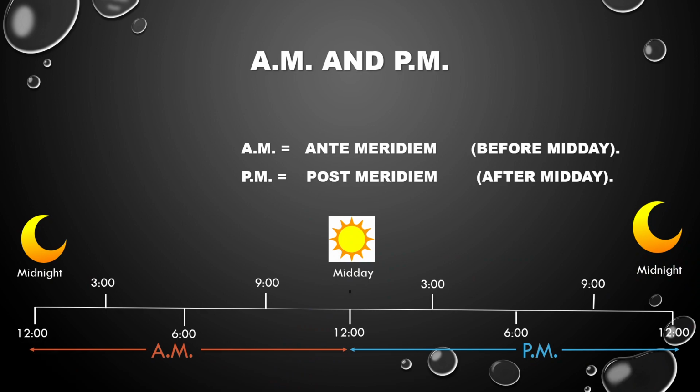AM and PM. AM stands for ante-meridium, which means before midday. PM stands for post-meridium, which means after midday. AM is from midnight to midday or noon, and then PM is from midday or noon to midnight.